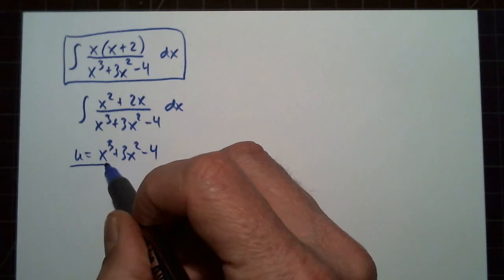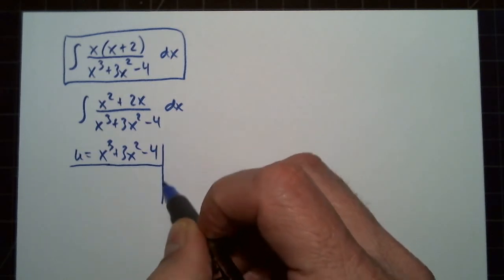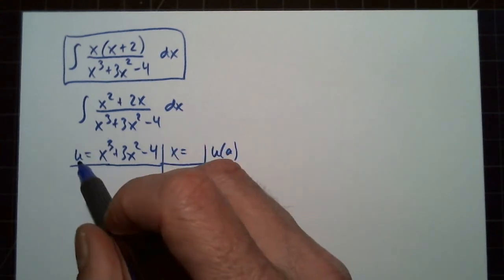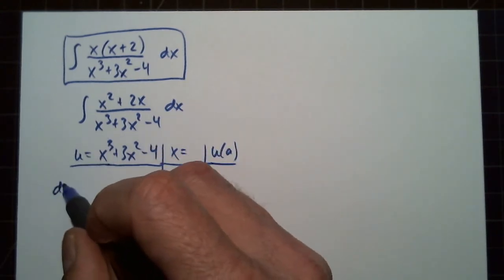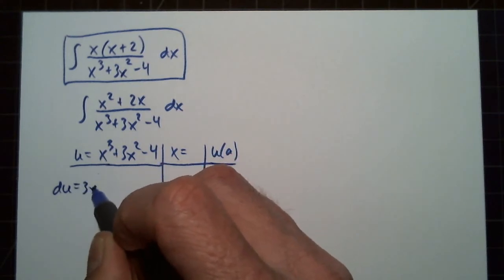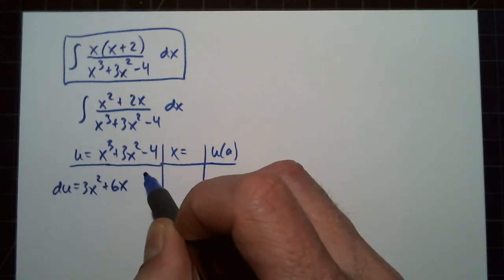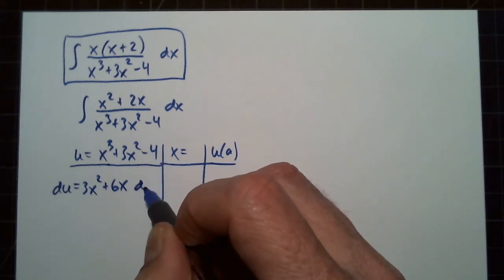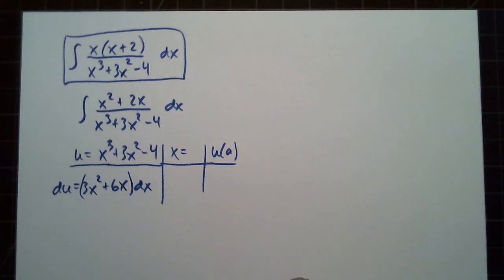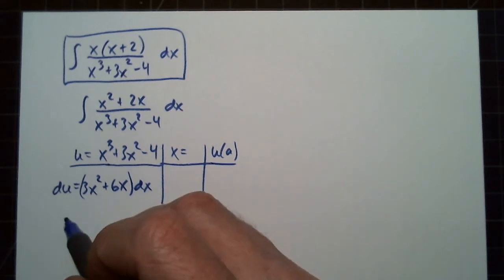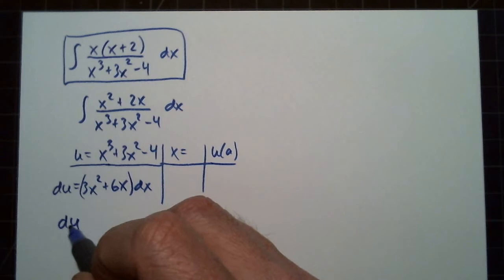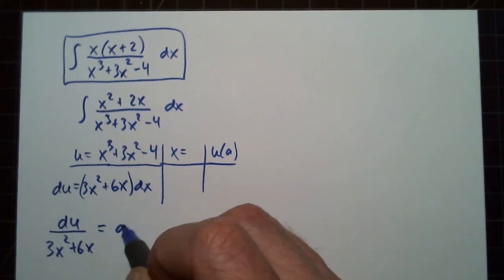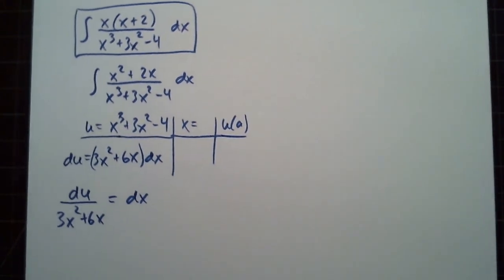All right, so u equals the denominator. Du is going to be 3x squared plus 6x. The derivative of 4 is 0, and we'll have times dx. Du over 3x squared plus 6x is dx.